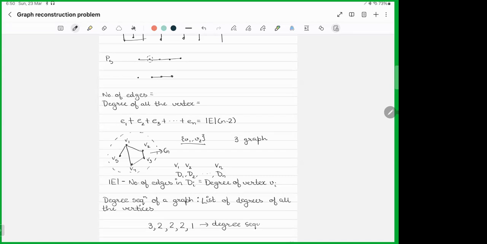Usually we write the degree sequence in decreasing order. Suppose I just change the labels of this graph, I switch V1 and V5, then the degree sequence is still the same, because I'm not very interested in the labels. Fine.